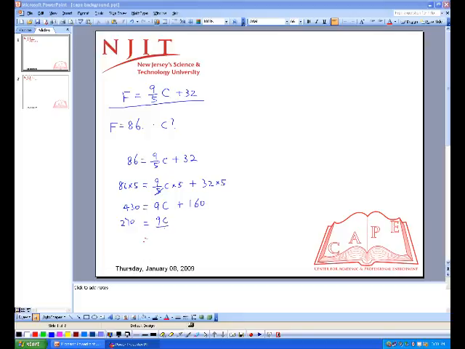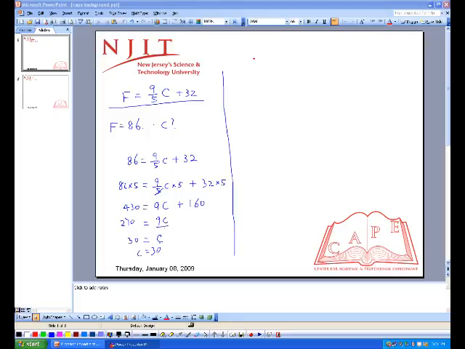If you also do that in your head, 9C divided by 9 simply gives you C. 270 divided by 9 gives you 30. So this shows C is equal to 30. C equal to 30 will be the final answer. So if it's 86 degrees Fahrenheit, then it's 30 degrees Celsius.